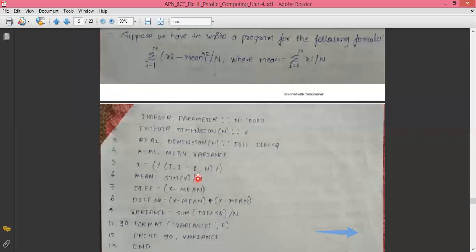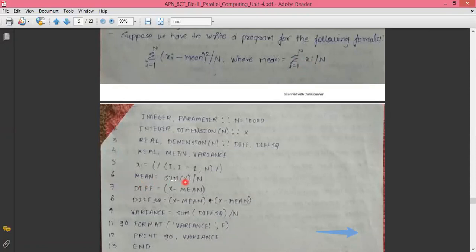In order to access the array elements, we write the statement x equals, in parentheses, i comma i equals 1 comma n, which represents the loop, because arrays cannot be accessed without loops. Then comes the important part: what is the mean? Here it is written as the summation over i equals 1 to n of xi divided by n. Xi means all the array elements. We are summing up all the elements, summing all the array elements, divided by n. This is exactly what we are doing.